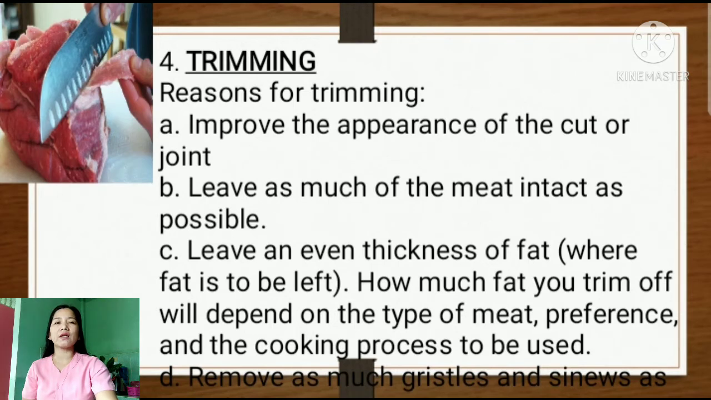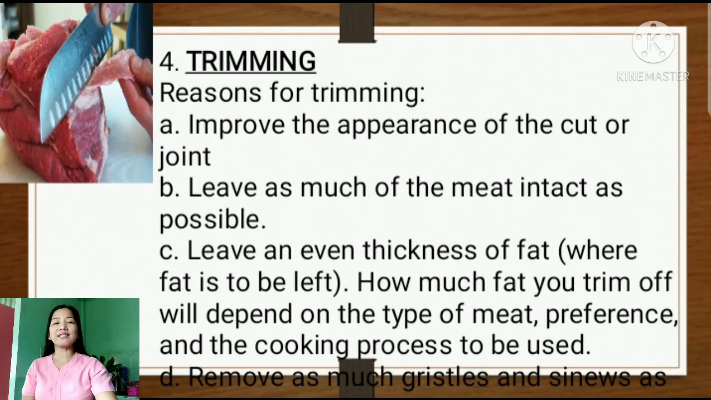Kapag ini-slice ang karne, dapat ay proportion ang distribution ng fats at saka nung muscle fiber, o depende sa kung anong menu or dishes ang inyong ipiprepare ng customers.